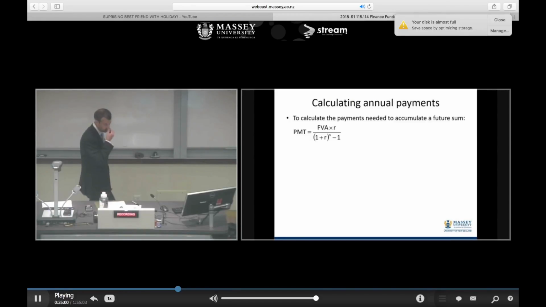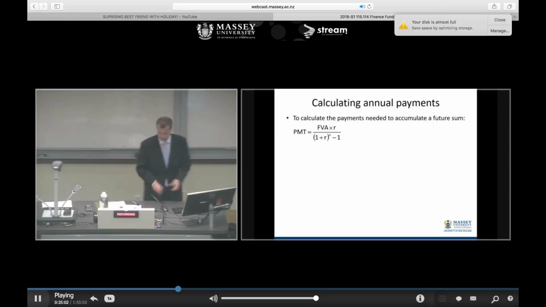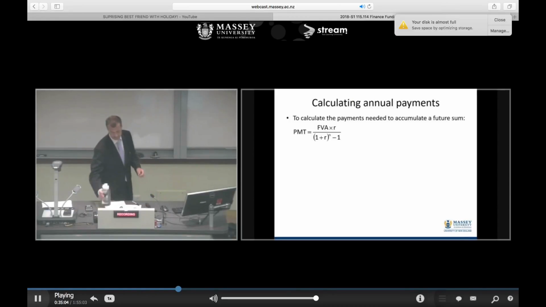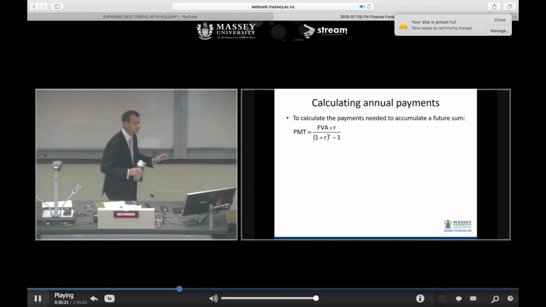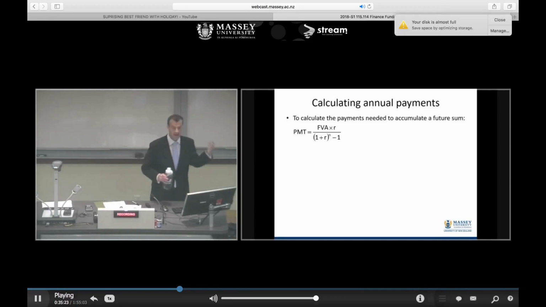So the next one is calculating annual payments. Or, it doesn't have to be annual payments, we'll start off looking at that. It could be any payment. Essentially we're solving for the PMT in the formula. So the textbook rearranges the formula for us, so we can plug the numbers in and it will calculate the payment for us.